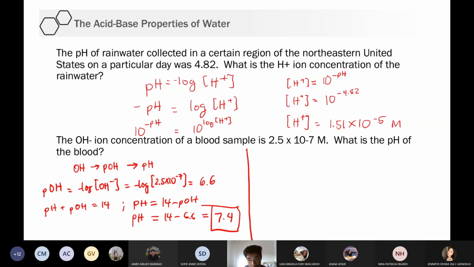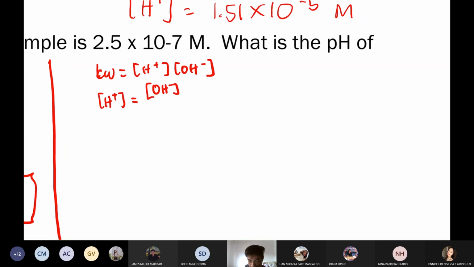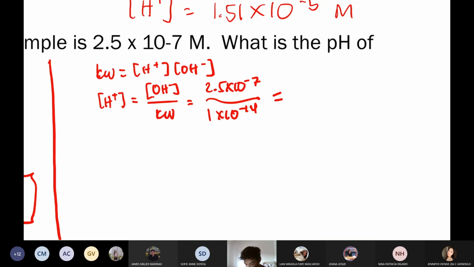What's the other way? You can use the KW. Okay? So, given ka ng concentration ng OH, pwede mo makuha yung concentration ng H plus by using the KW. Okay. Remember, KW is the product of H plus and OH minus. If you want to solve for the H plus, you're going to divide your concentration ng OH by the KW. So that will be 2.5 times 10 raised to negative 7 divided by 1 times 10 raised to negative 14. Ano yung concentration ng H plus?